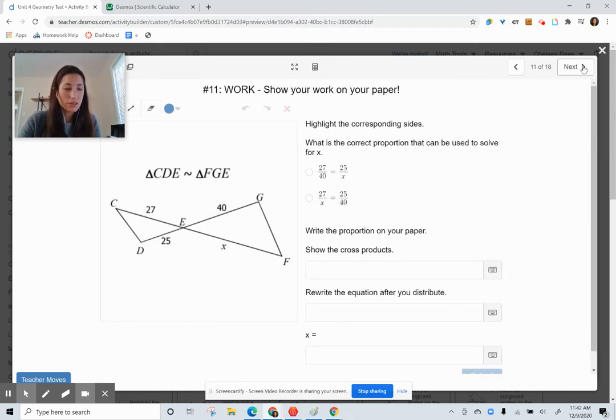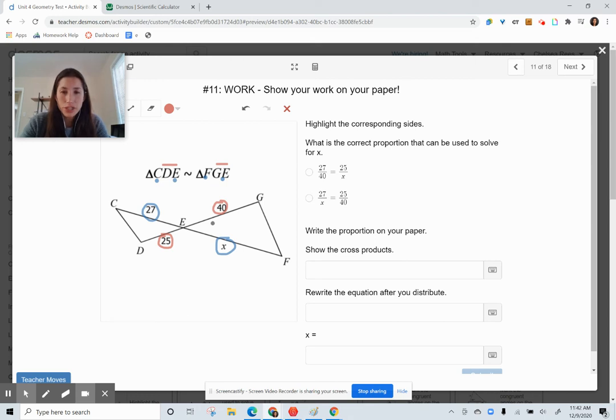Okay, here we have another set of similar triangles. We have side length CE, first letter, last letter. That's going to match up with side length FG, or I'm sorry, FE. So these two sides will be the blue sides. And then we can do our red sides here. DE is going to match up with GE. So these two sides are going to be the red sides.